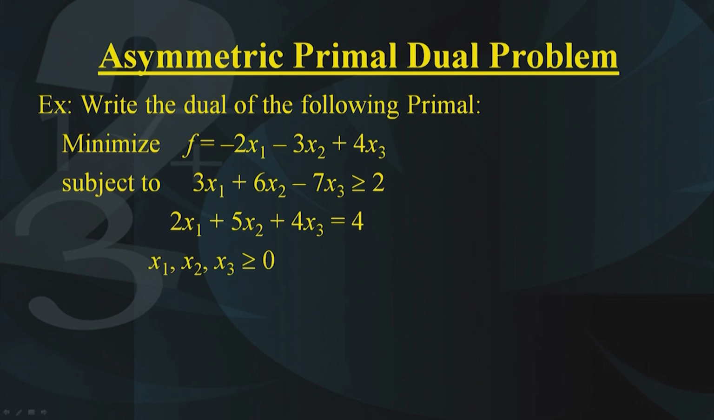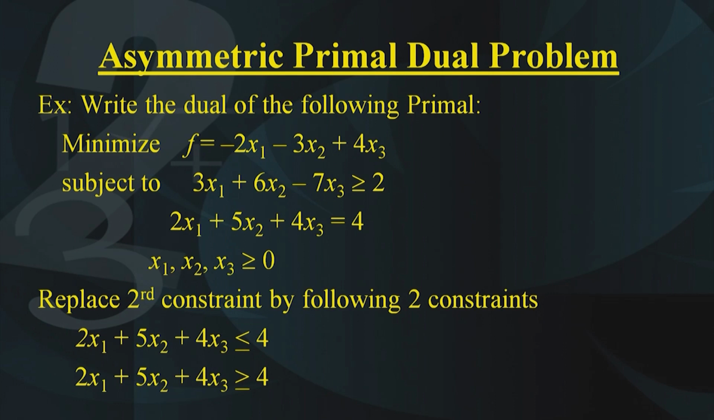This is subject to 3x1 plus 6x2 minus 7x3 greater than or equal to 2, and the second constraint is twice x1 plus 5x2 plus 4x3 is equal to 4. x1, x2 and x3 are all greater than or equal to 0.